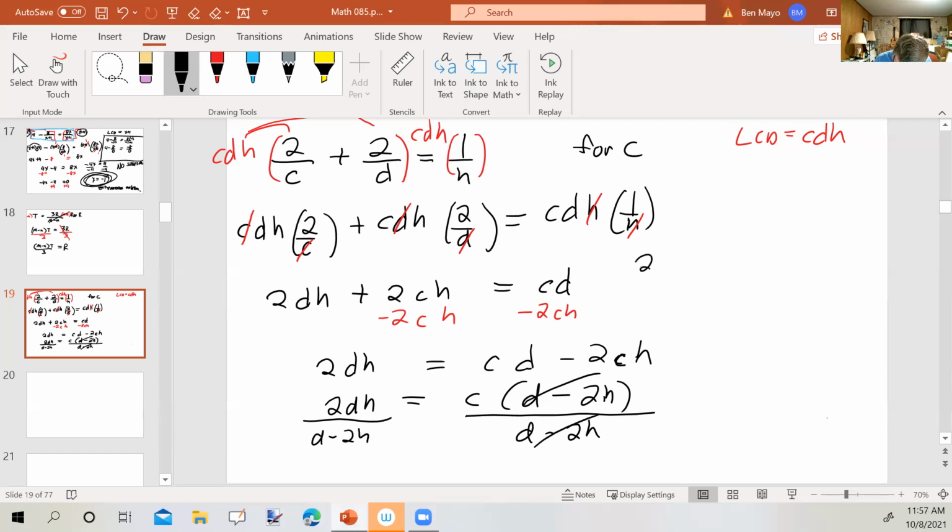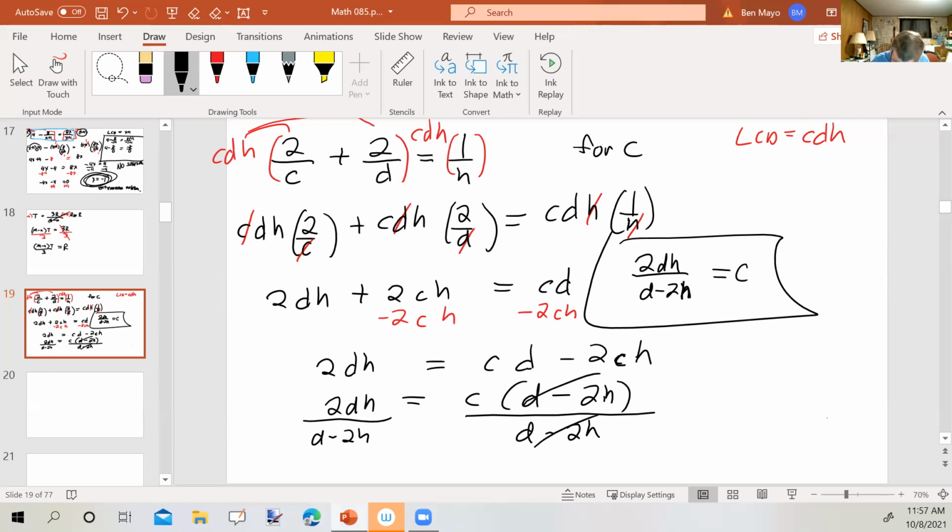So now what do I have? I have 2DH over D minus 2H equals C. Now, the left side of this equation looks pretty complicated, but I have isolated C, which was the goal. All right. So you're going to want to put this idea of taking out the greatest common factor into your bag of tricks to have in the future.